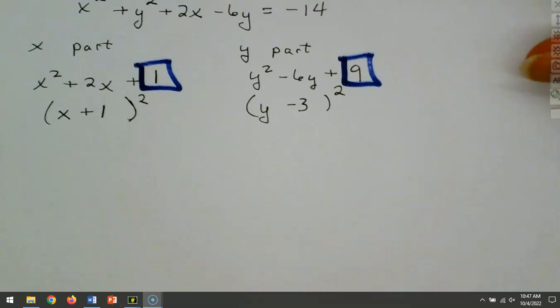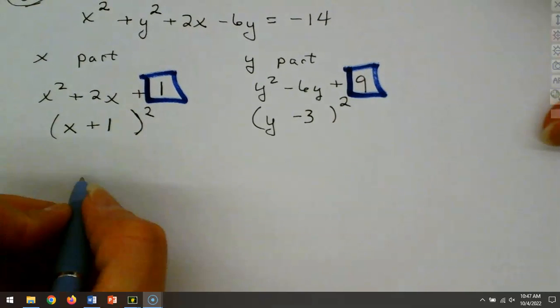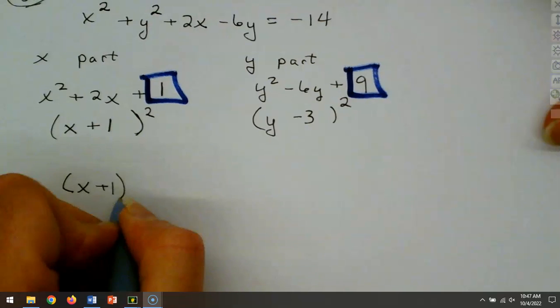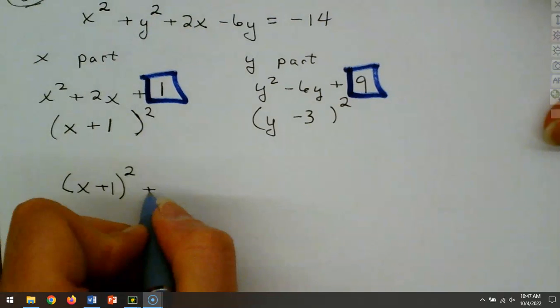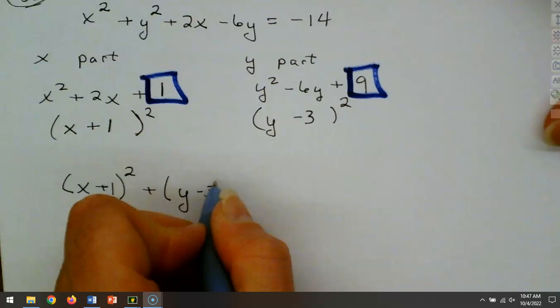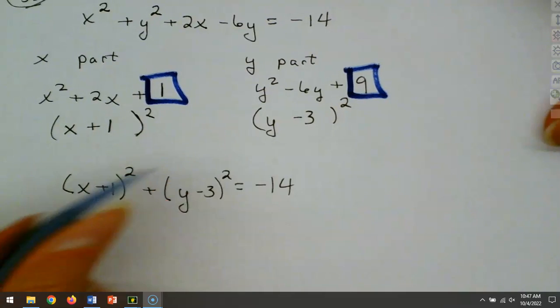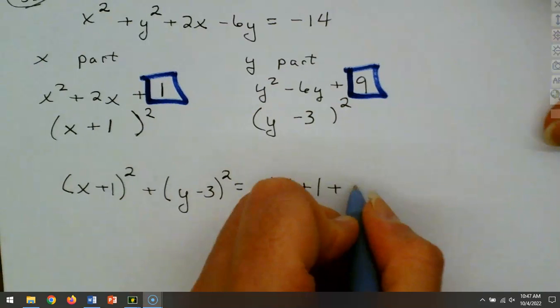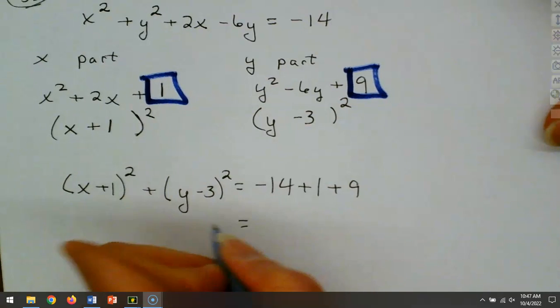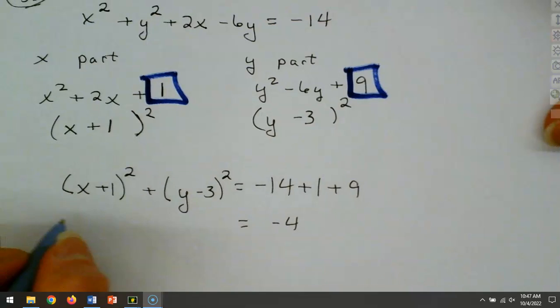So let's try to put it all back together. So I've got x plus 1 quantity squared. I've got y minus 3 quantity squared. And we have a minus 14. We've got to add 1. We've got to add 9. That makes it a minus 4.